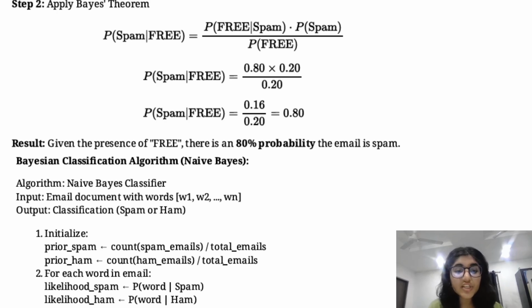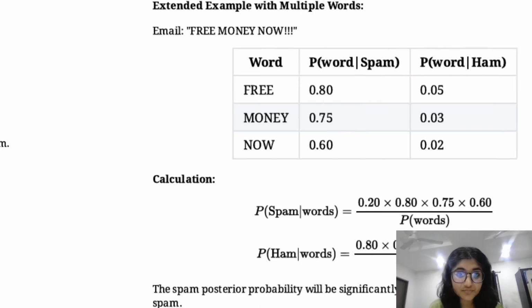Then the Bayesian classification algorithm goes like a naive Bayes classifier, where the input is an email document with words W1, W2 till WN. The output is the classification, spam or ham. First we initialize with prior spam, which is spam emails upon total emails, then prior ham, which is ham emails upon total emails. Then for each word in the email, likelihood spam is P of word given spam, and likelihood ham is P of word given ham.